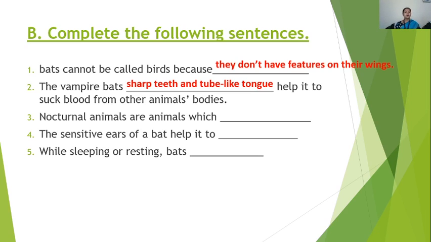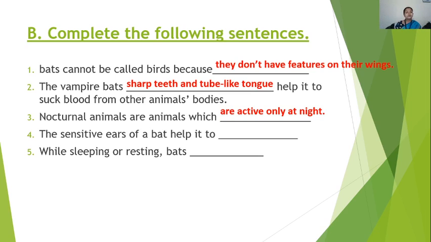Now, third one is nocturnal animals are animals which. What is the question asking? Asking the meaning of nocturnal. So who are called nocturnal? Yes, the ones that are active only at night. Yes, the animals which are active only at night. What do we call such animals? Nocturnal. Very good.